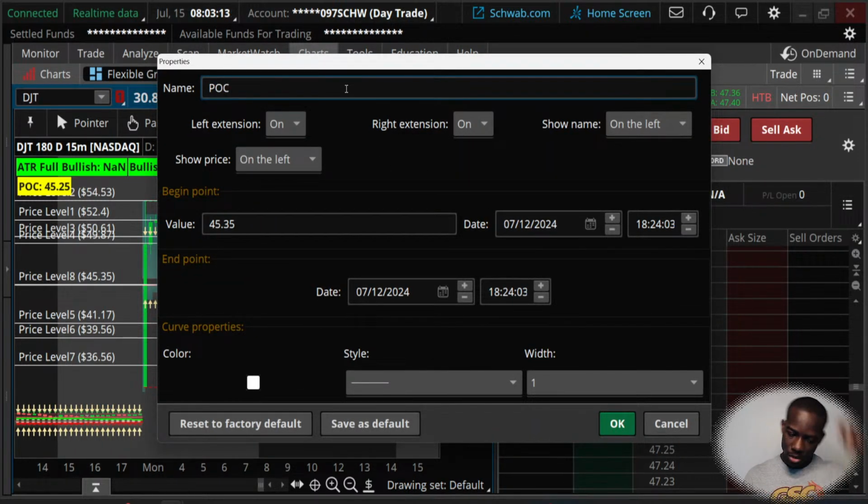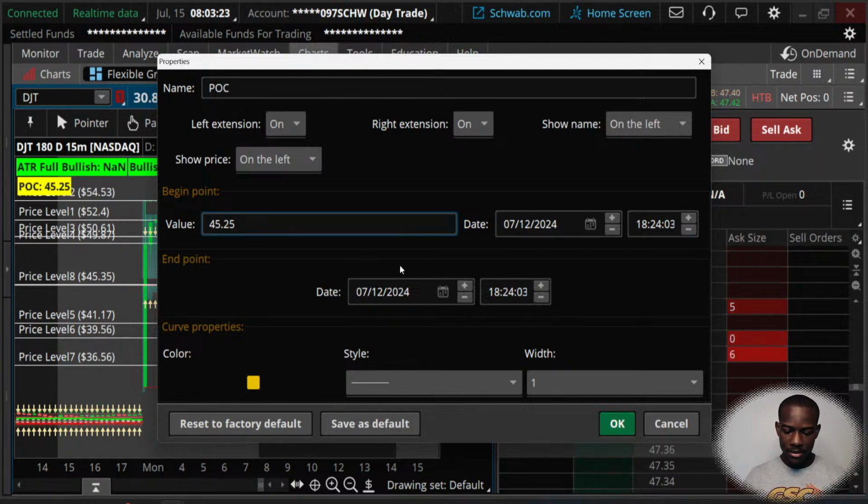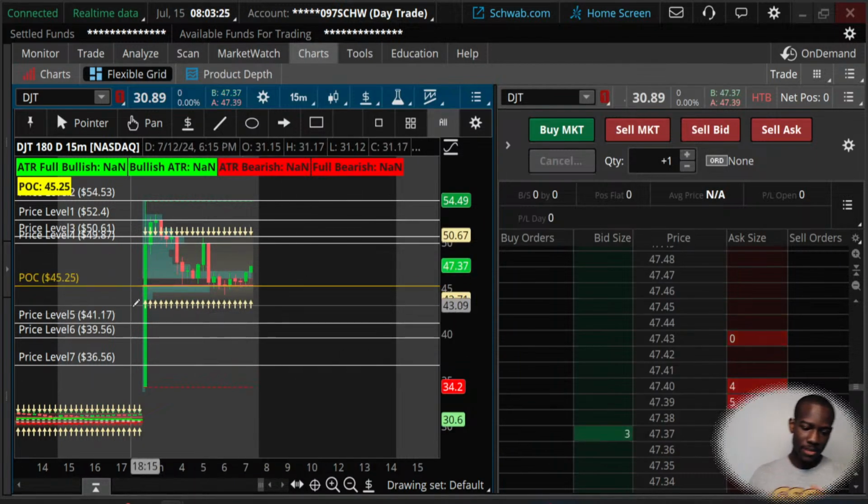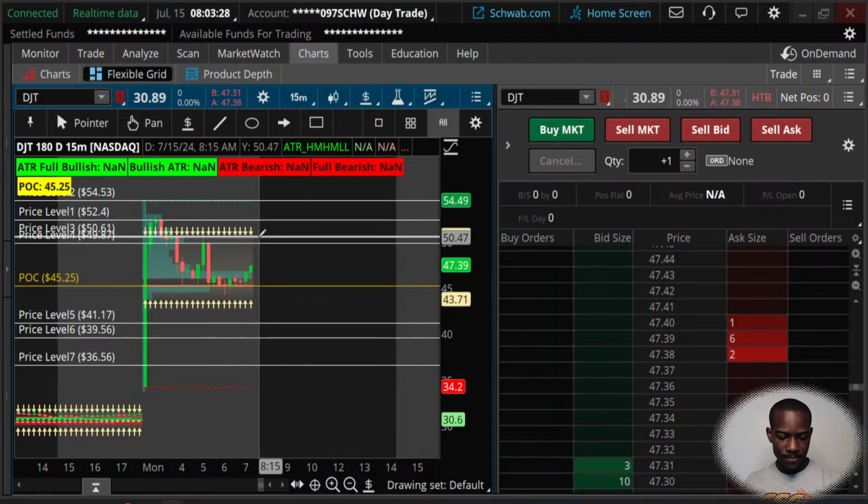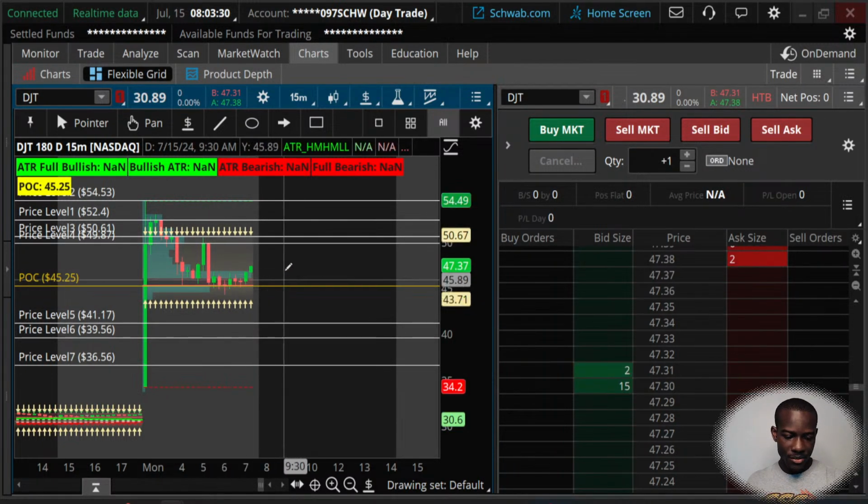POC, point of control for right now. And we'll call this the yellow line. Will it be bullish or bearish? And that is 25. All right, so there is our point of control there. And right now it's just range bound.